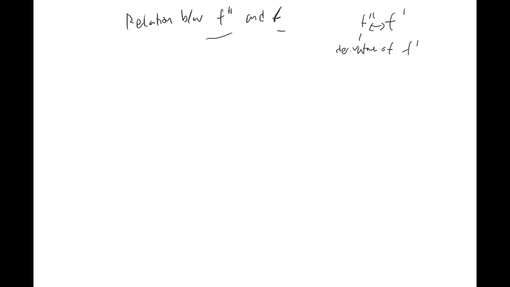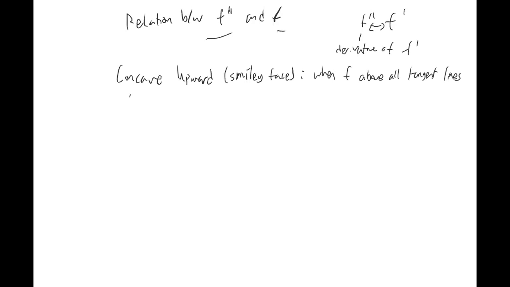For that, we have to think of concave upward. Think smiley face. But the actual definition is f above all tangent lines. And concave downward: think frowny face. f below all tangent lines.